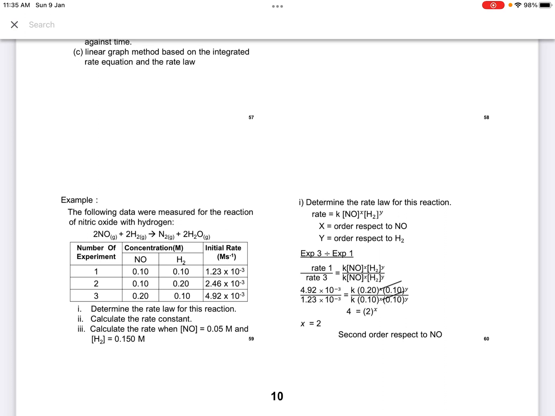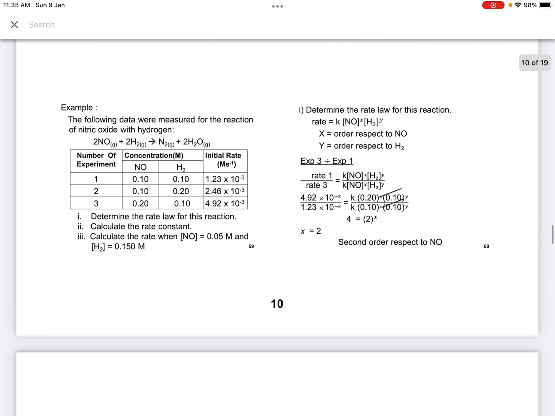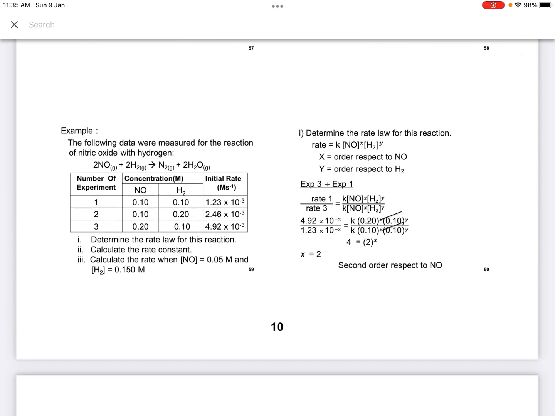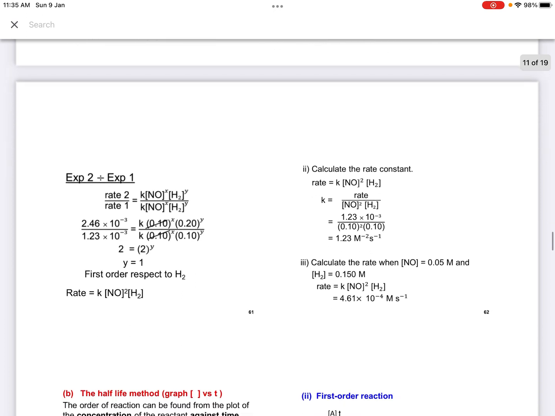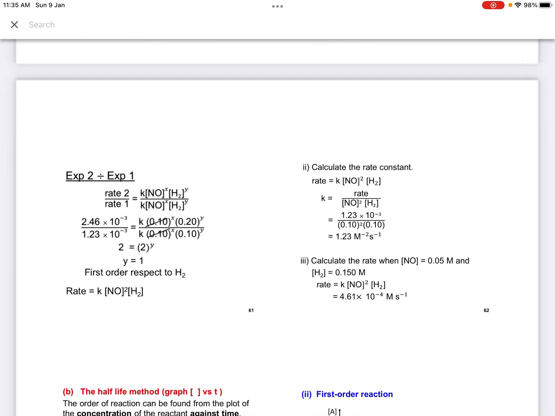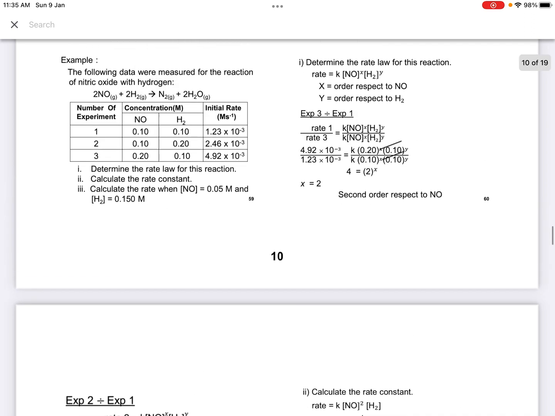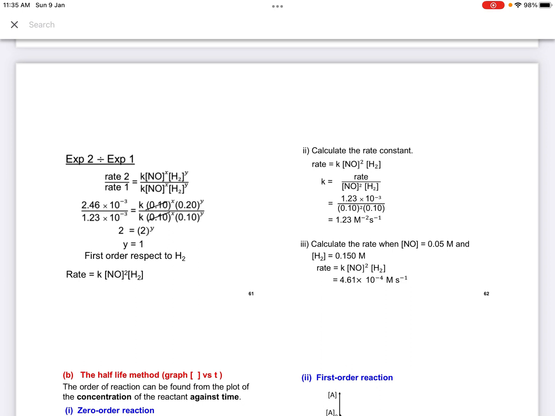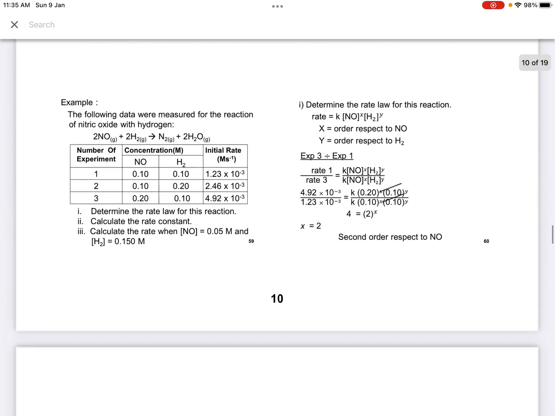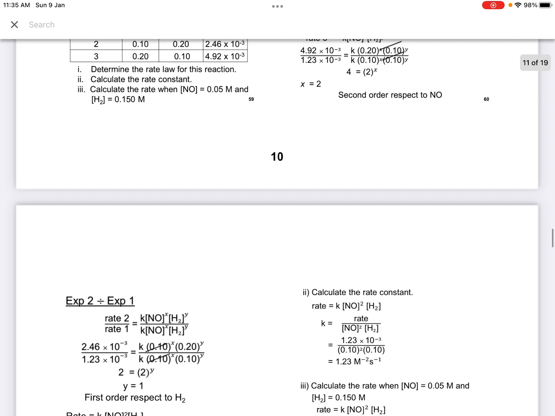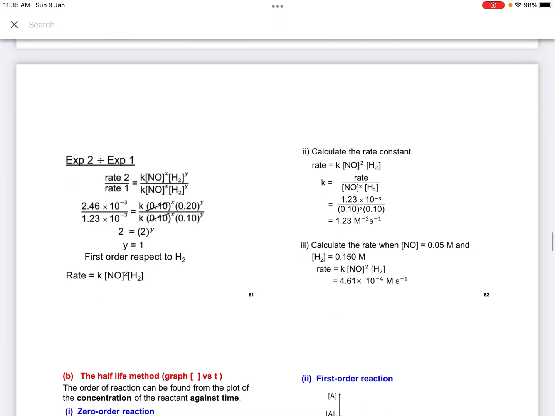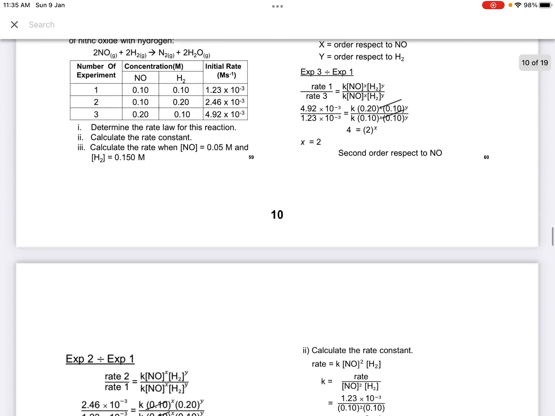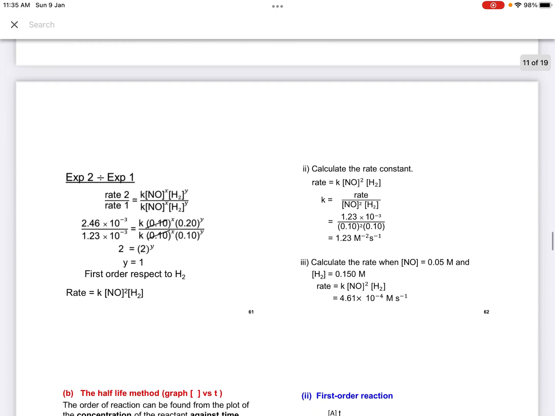Okay? Dengan cara ini kita boleh cari apa yang dikenali sebagai order of reaction. Bila kita jumpa order of reaction, katakan ni x sama dengan 2, maka kita jumpa order untuk NO. Kemudian kita bahagi 2 dan 1, kita jumpa y sama dengan 1, iaitu y ialah order untuk H2. Maka kita boleh tulis rate law, rate equals to k [NO] power 2. Kenapa 2? Sebab kita jumpa order dia second di sini. Kemudian [H2] power 1, kenapa 1? Kita jumpa y sama dengan 1. Order 1 untuk H2.